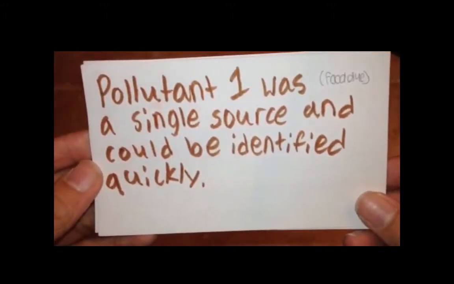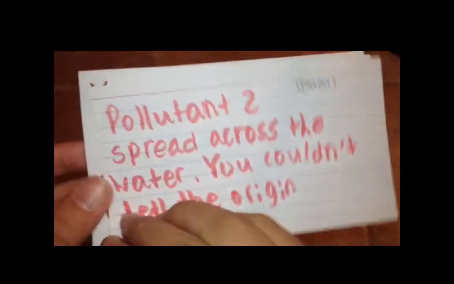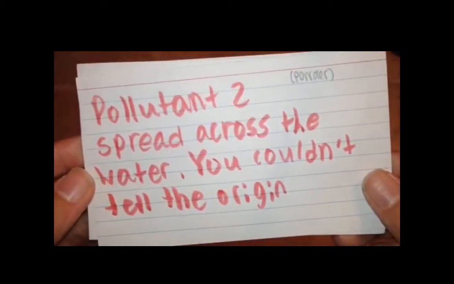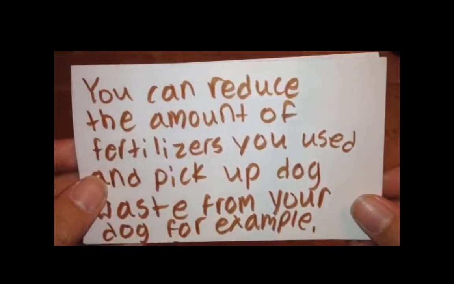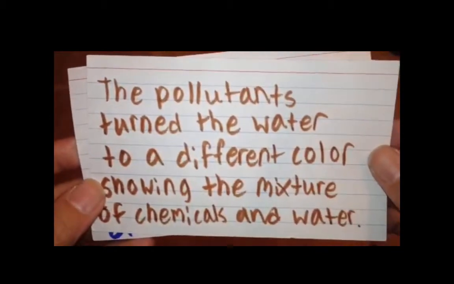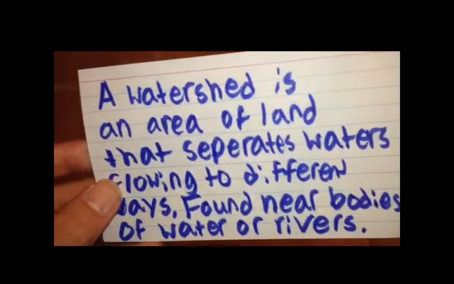Pollutant 1 was a single source and could be identified quickly. Pollutant 2 spread across the water. You couldn't tell the origin. You can reduce the amount of fertilizers you use and pick up dog waste from your dog, for example. The pollutants turn the water to a different color, showing the mixture of chemicals and water.